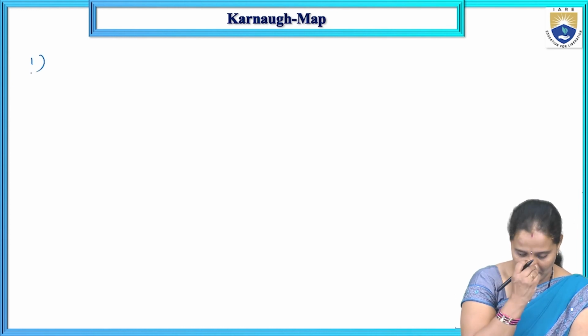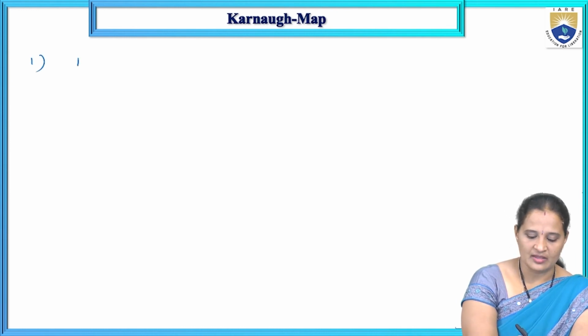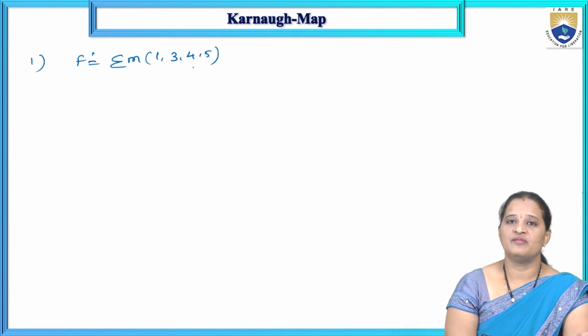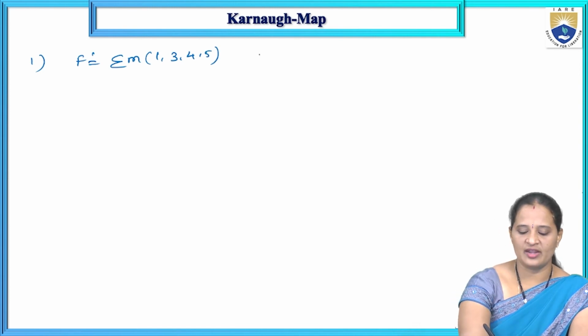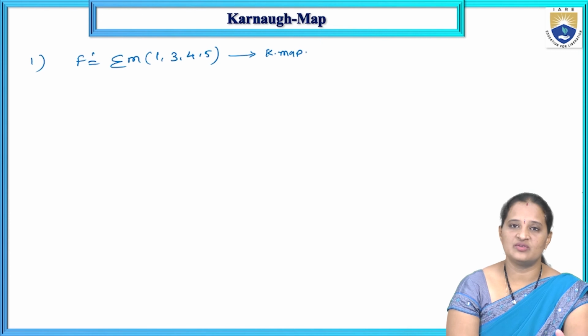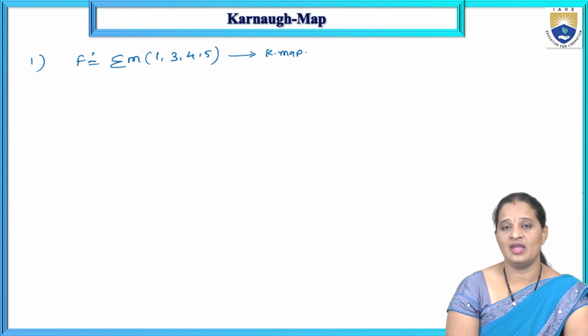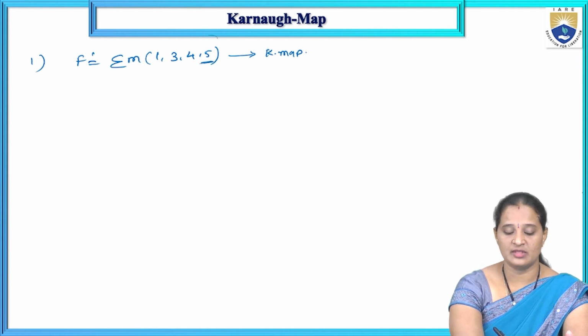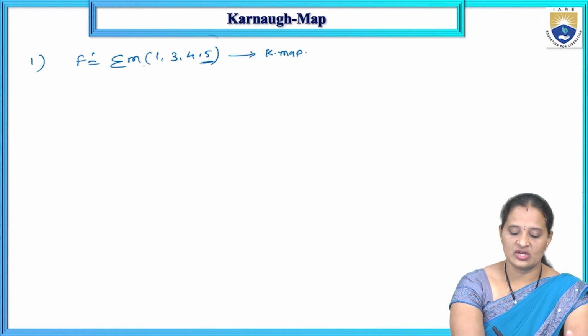Okay, so now let us see one simple problem on how to simplify. First of all, I have a Boolean expression F equals summation m of 1, 3, 4, 5. I want to minimize this using a K-map. First of all, we have to identify how many variable function it is. How can I verify this? What is the maximum value of min term that is present in the function?